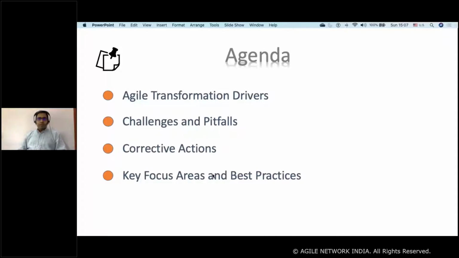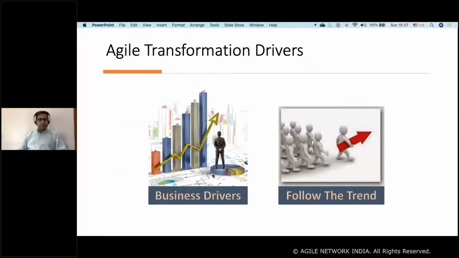So looking at the agile transformation drivers, different organizations have different reasons to embrace agility. Some might be due to business reasons. They might need to become the market leaders. They want to increase market share, reduce the cost, or some others just want to survive in the market because competition is fast, and they also want to be relevant in the market.